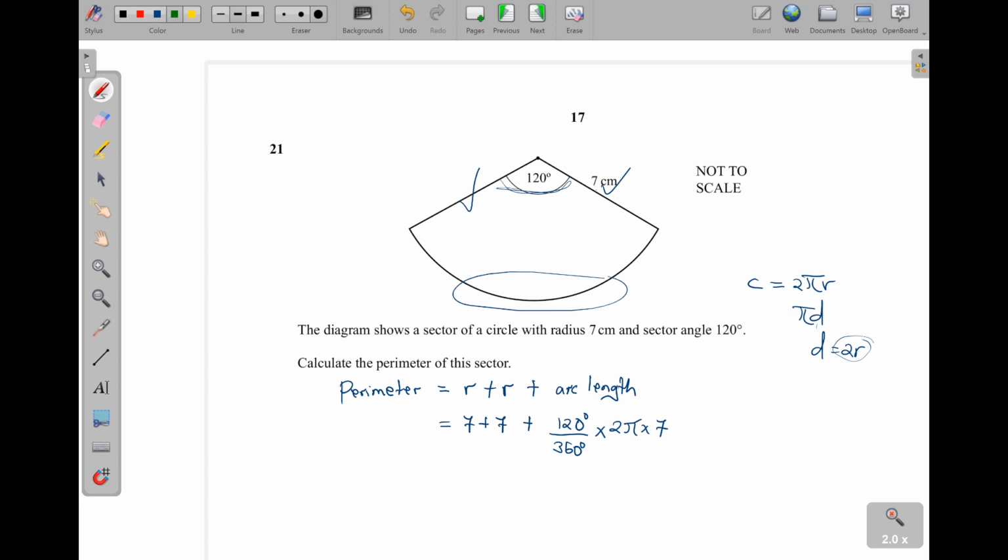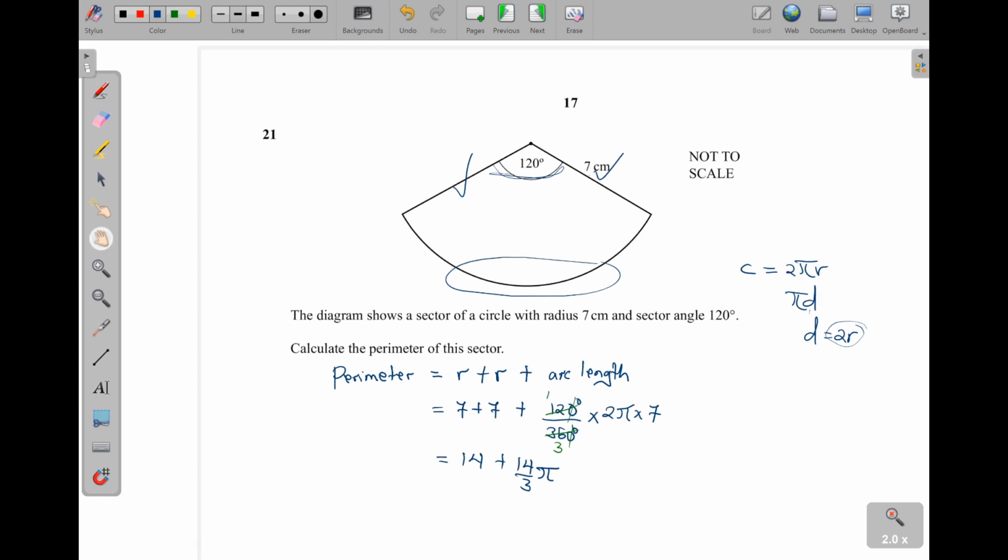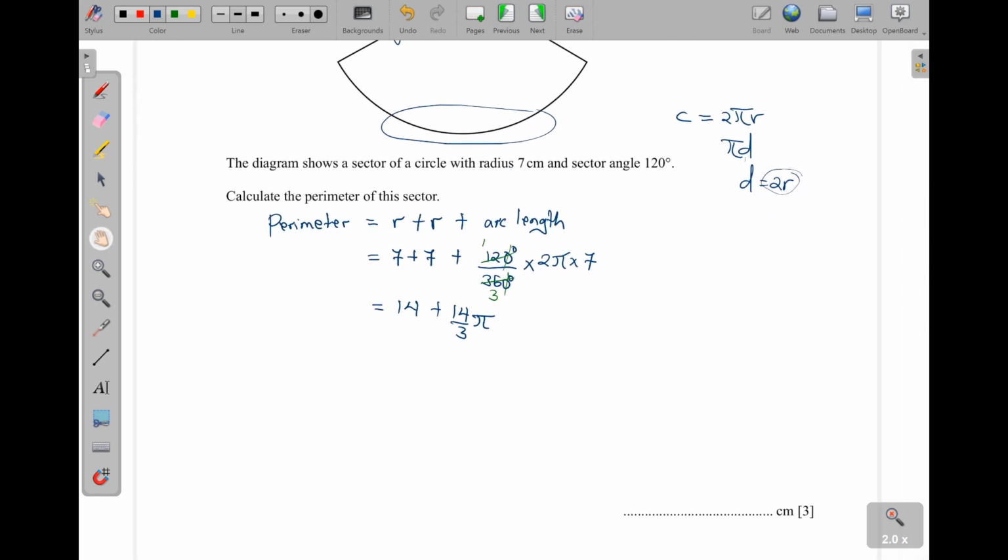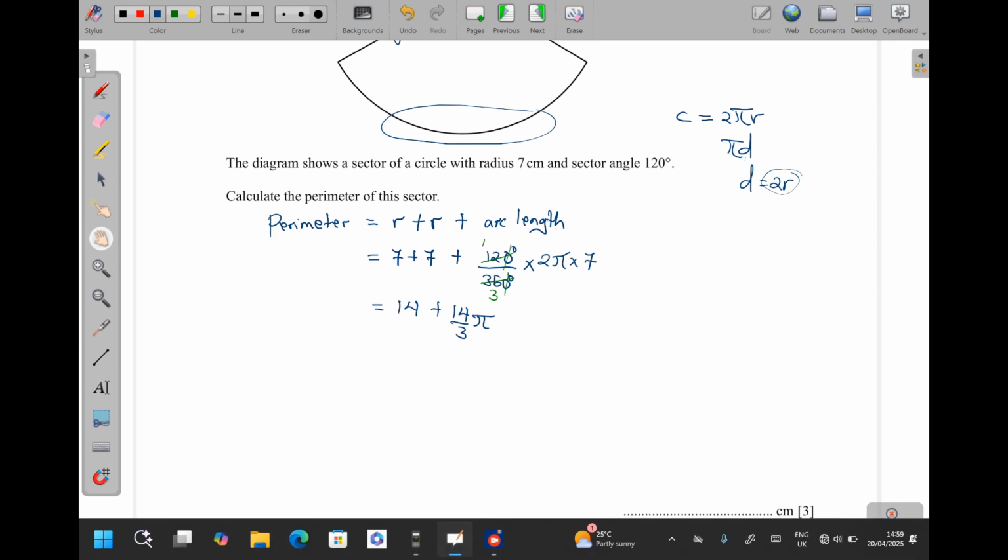Then we know that 12 goes into 360 3 times. Remember the zeros cancel here. So that means when you add 7 plus 7, you will get 14, then plus this is 2 times 7, that is 14, then over 3 of pi. So if they wanted us to leave our answer in terms of pi, that would be the answer, okay? You can even just write it like that as your final answer, no problem.